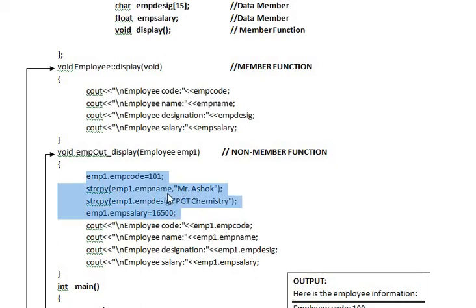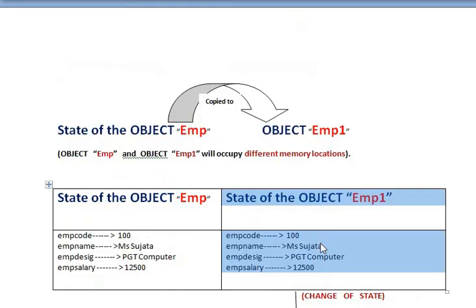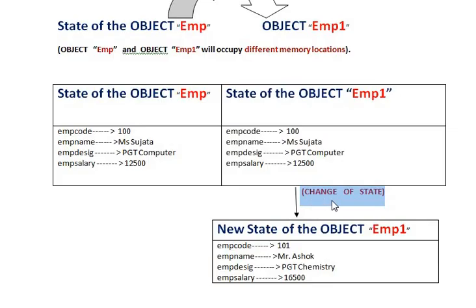Now if you see here, new values have been assigned to the data members emp code, emp name, emp desig and emp salary. So the previous values of the data members for the object emp1 are going to change. As a result, the state of this object emp1 is also going to change, and due to this change of state, the previous values of 100 for emp code, Sujata for emp name, PGT computer for emp desig and 12,500 for emp salary are going to be changed.